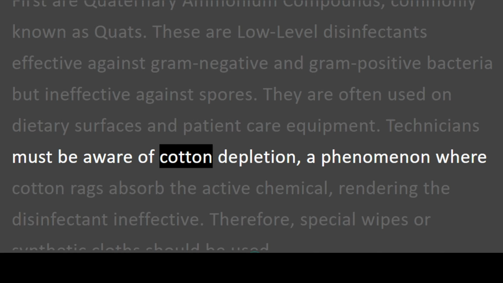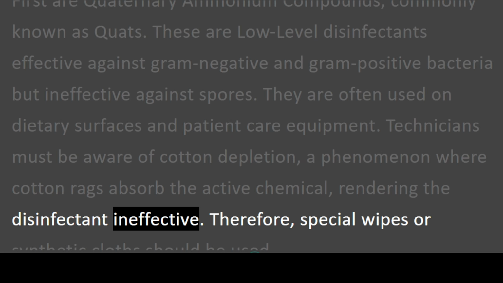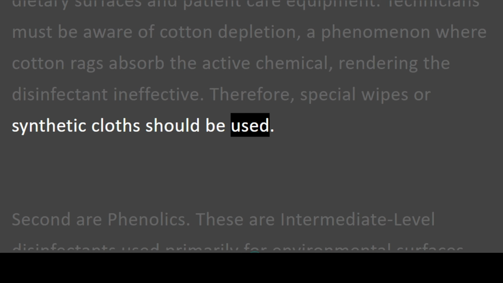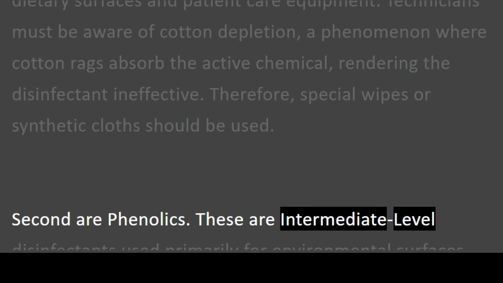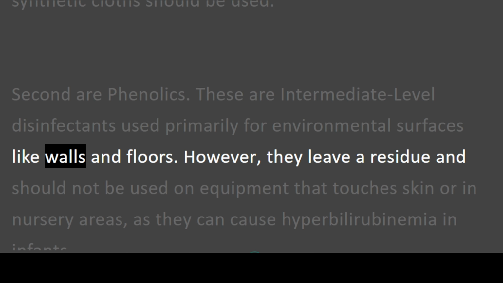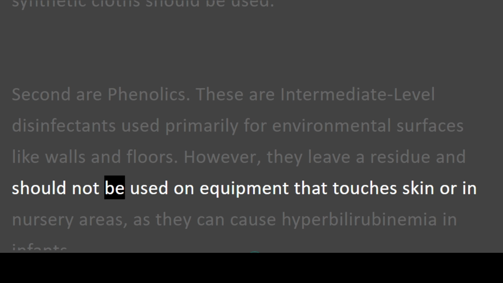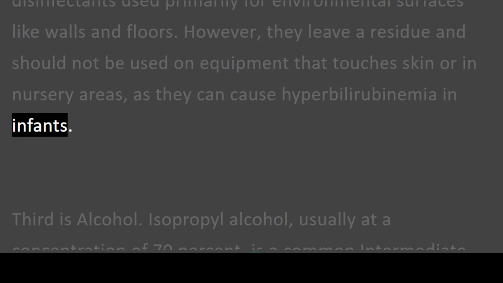Technicians must be aware of cotton depletion, a phenomenon where cotton rags absorb the active chemical, rendering the disinfectant ineffective. Therefore, special wipes or synthetic cloths should be used. Second are phenolics. These are intermediate-level disinfectants used primarily for environmental surfaces like walls and floors. However, they leave a residue and should not be used on equipment that touches skin or in nursery areas, as they can cause hyperbilirubinemia in infants.